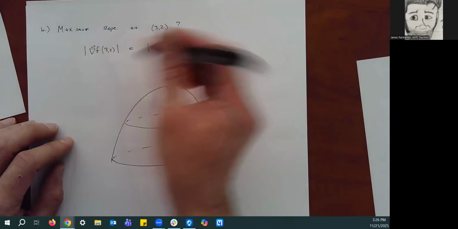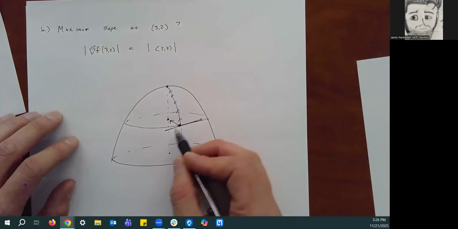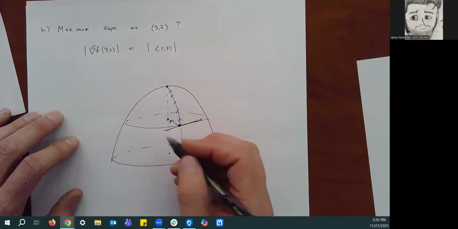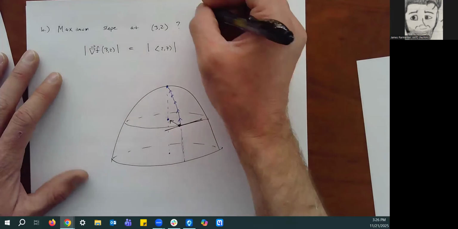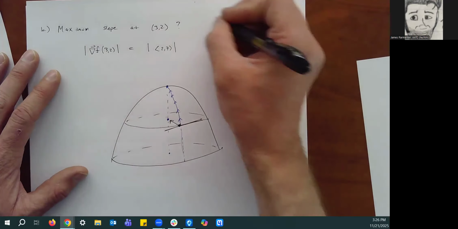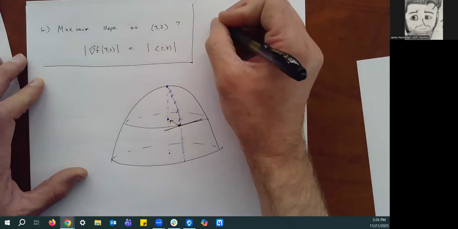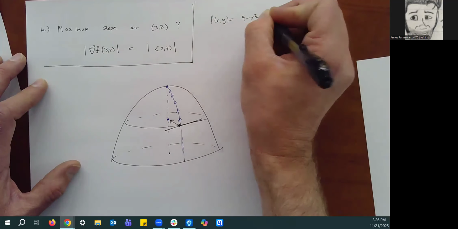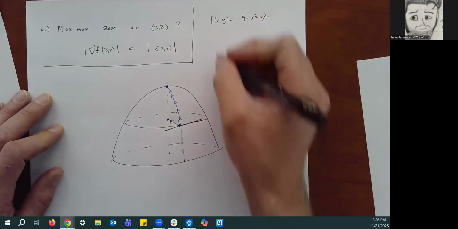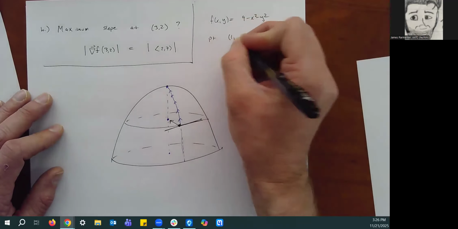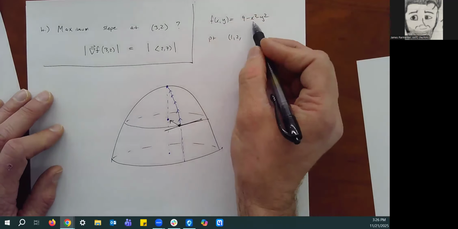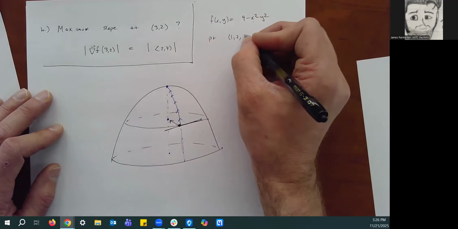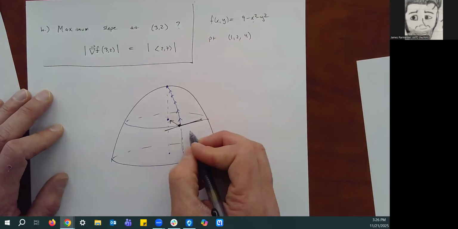We'll come back to this question in a second because this question is not super important. But I'll point out that this is the example I've been doing before, where our surface is f of x, y equal to 9 minus x squared minus y squared. The point we're looking at is where x is 1 and y is 2, and then z has to be 4. That's the point right there.